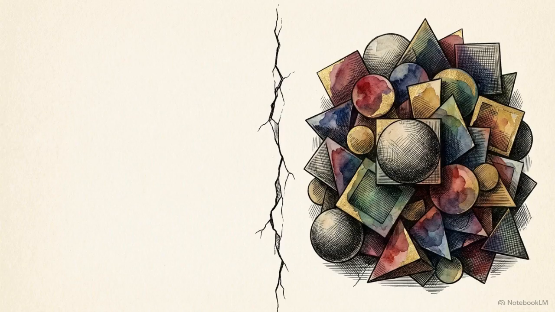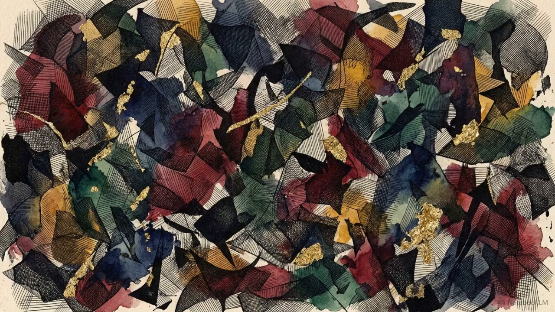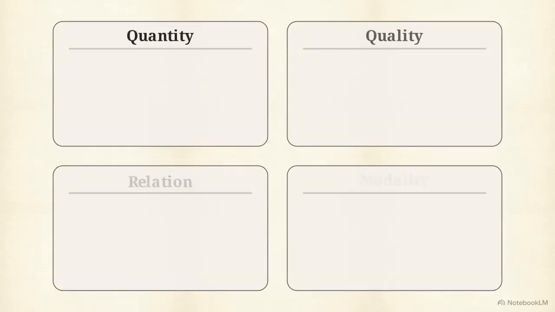Without this internal sorting mechanism, our perception would fail. Raw sensory information would remain a chaotic, disconnected stream of impressions with no meaning or structure. This architecture consists of 12 categories divided into 4 functional pillars. Each acts as a specific lens through which we view reality.